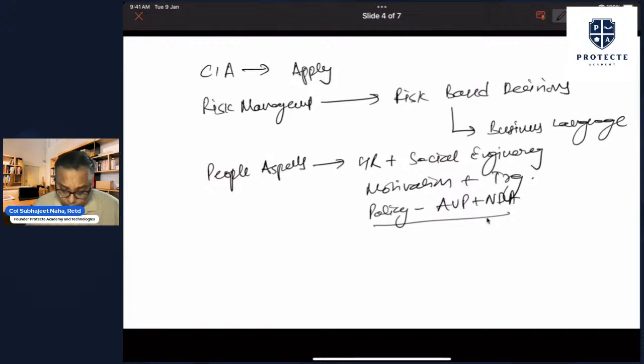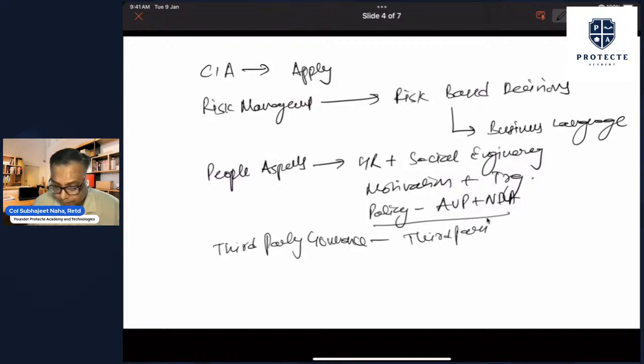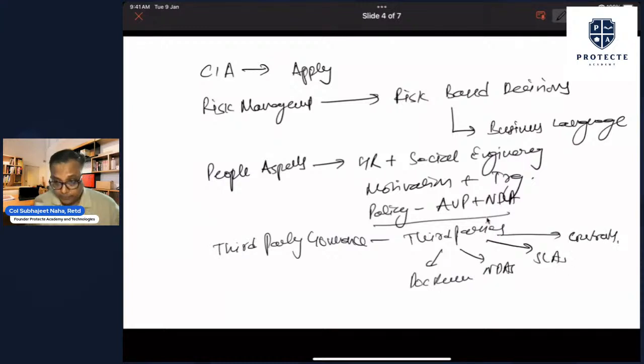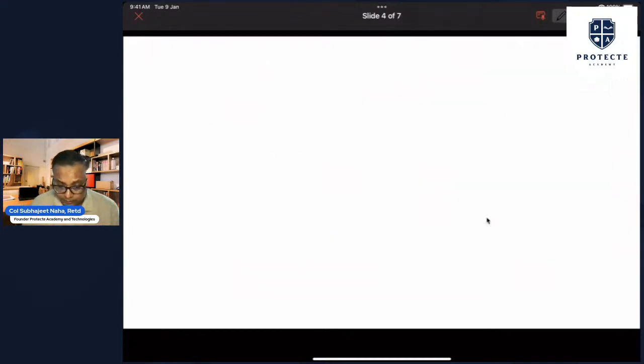Then you also have something called third party governance. That means how do you have governance oversight over third parties? What are the various aspects? You can have document reviews, you can have NDAs, you can have SLAs, you can have contracts. So these are the outcomes. Now if you do this kind of brain mapping, your domain one becomes very, very simple. So once you have done your risk management, you've understood what the threats are.